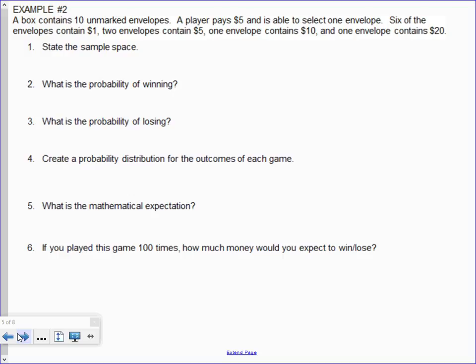Example 2, I'm going to give you a few minutes to read and get some ideas. If you want to talk in your small groups, that would be okay. Probably in about 4 minutes, at about 12 o'clock, I'll come together and put some thoughts down on the board.